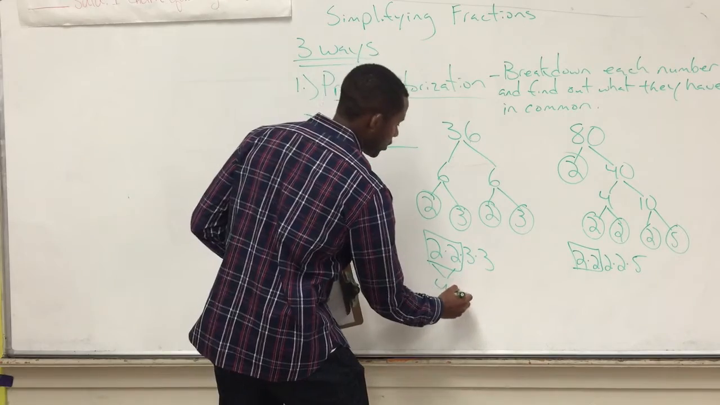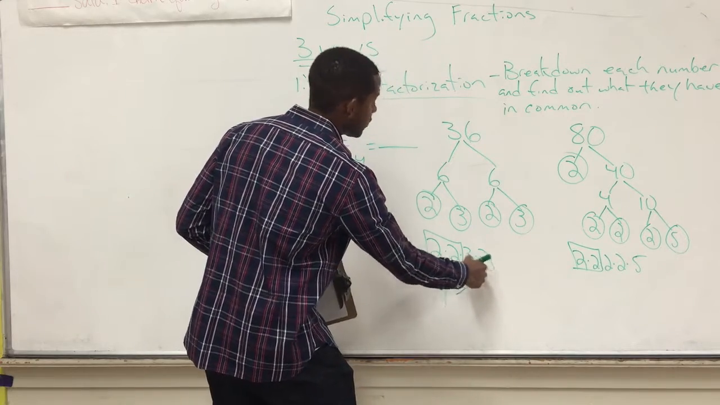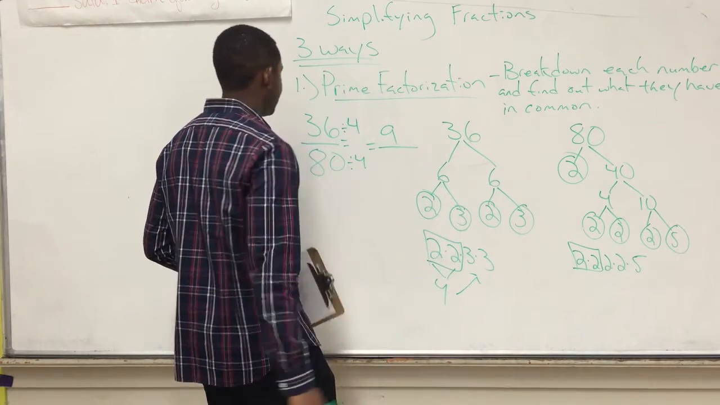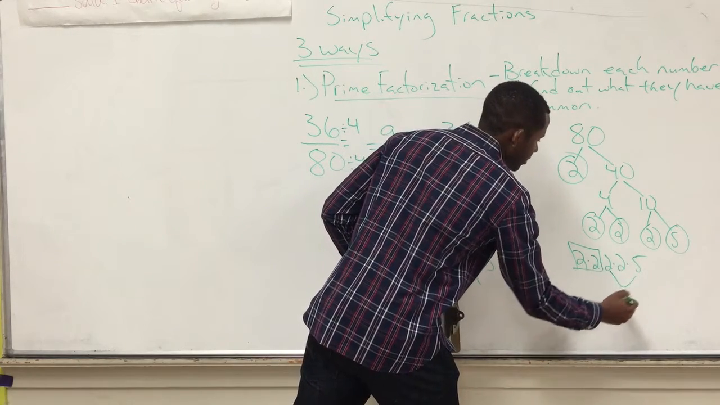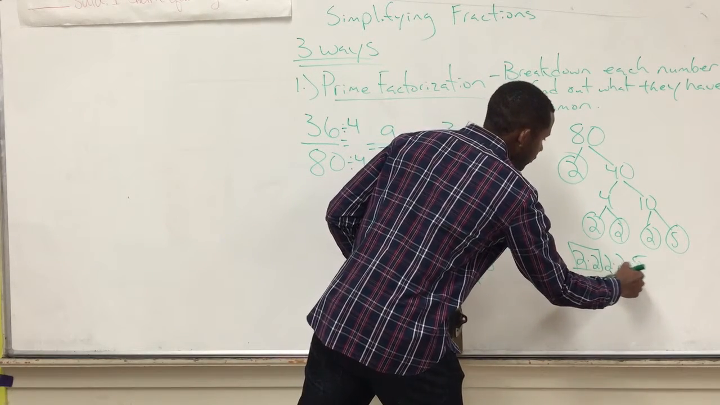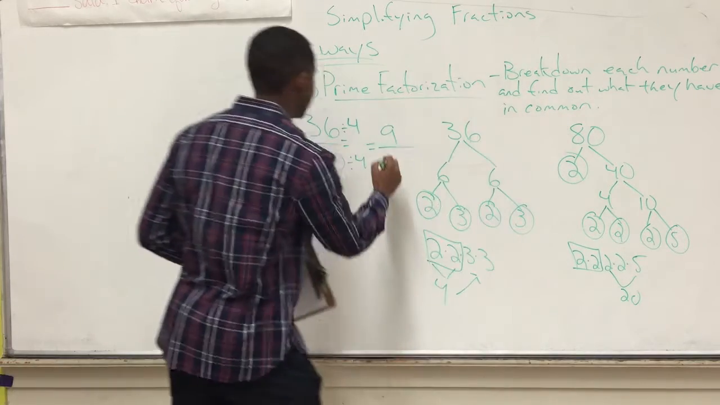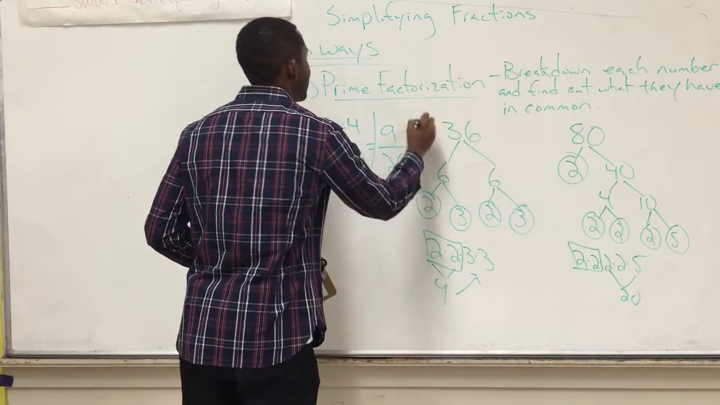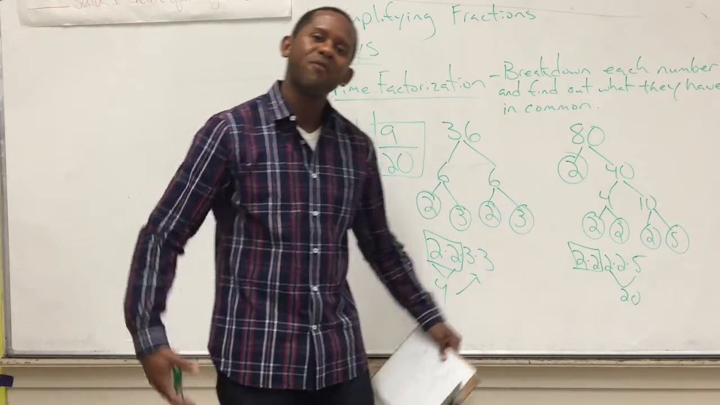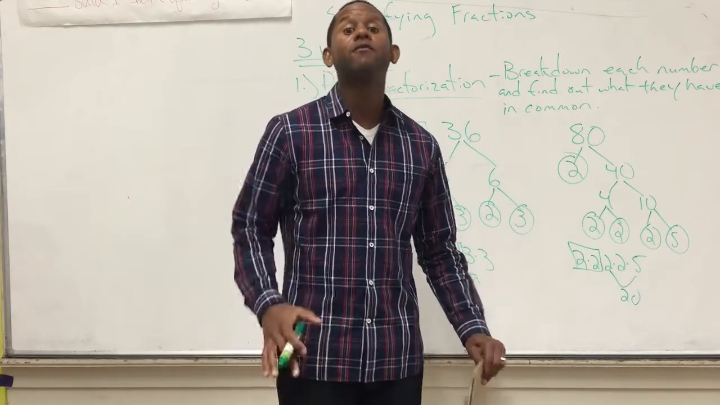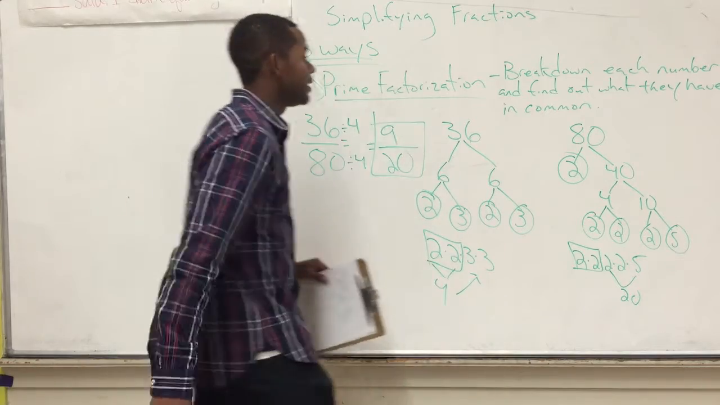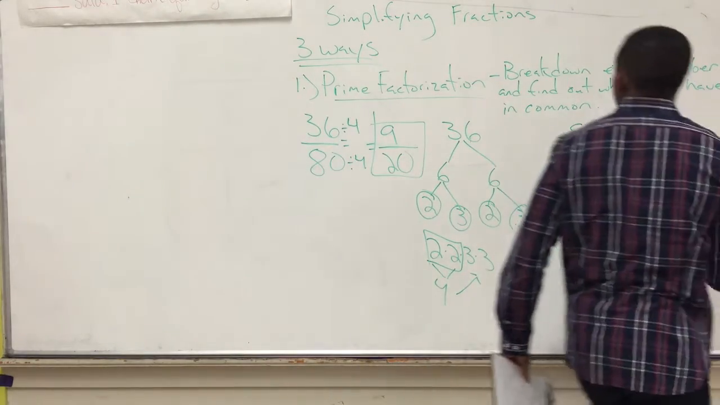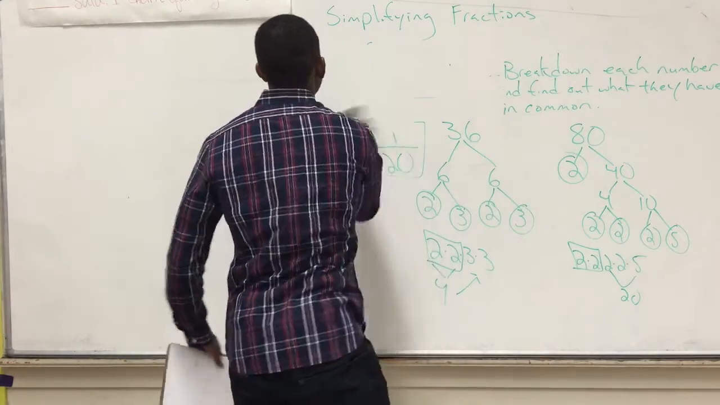36 divided by 4 is, well, what was left over? 3 times 3. That's 9. 80 divided by 4, well, what was left over? 2 times 2 times 5. So 2 times 2 is 4. 4 times 5 is 20. I have now simplified my fraction. Boom. Never fails. You will never ever get it wrong. This is a great way to do it. So that's the first way, prime factorization.